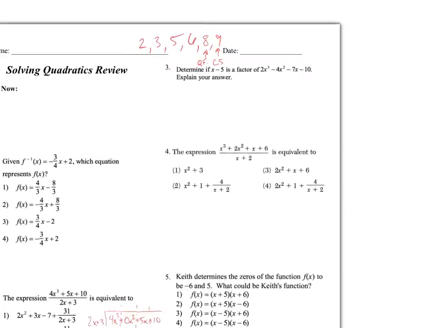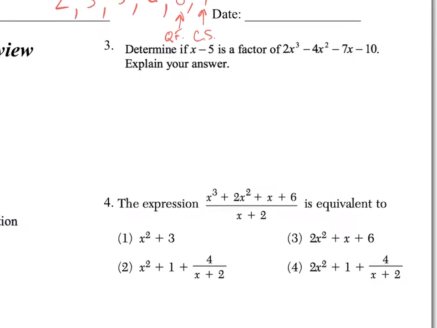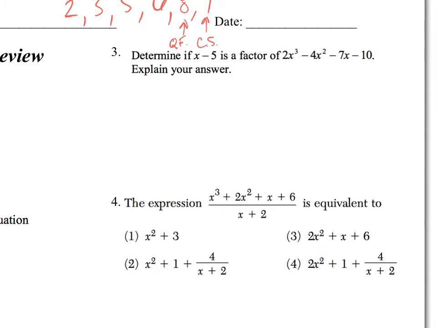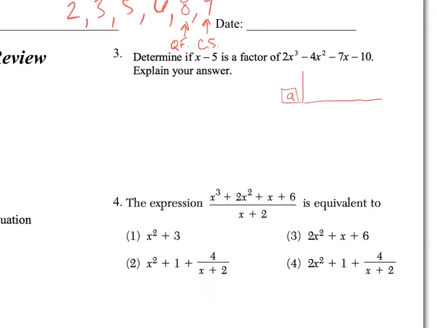Number 3, you're determining if x minus 5 is a factor. Now with this one, because this a is 1 for the binomial here, you could use synthetic. Just remember that if you use synthetic division, you need to make sure you put a here, and that would require you to find out what a is based on the factor. And you could use long division as well. That would be fine there too.